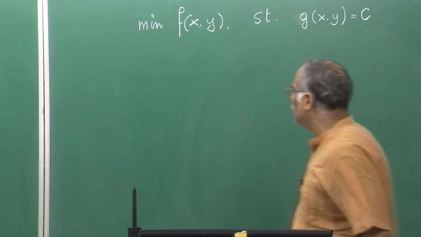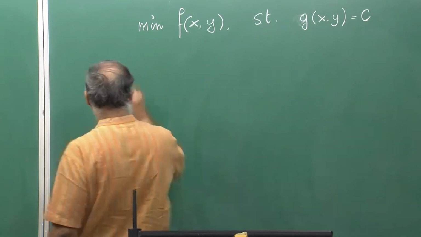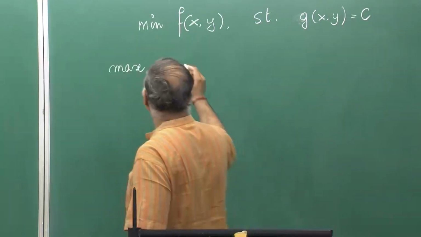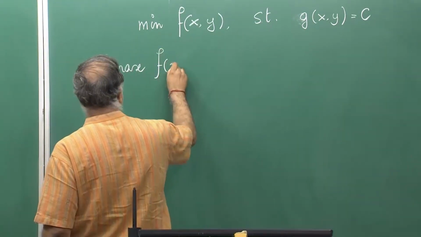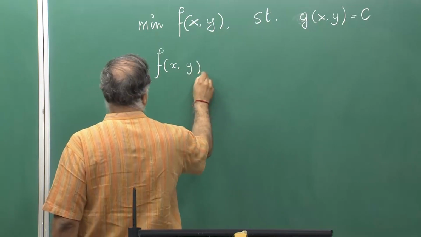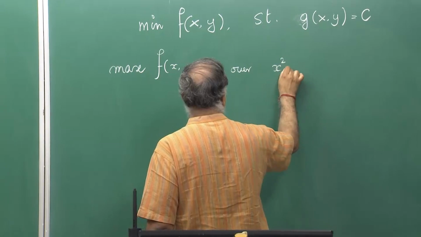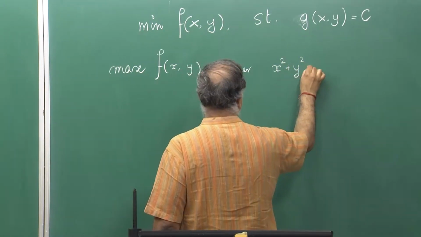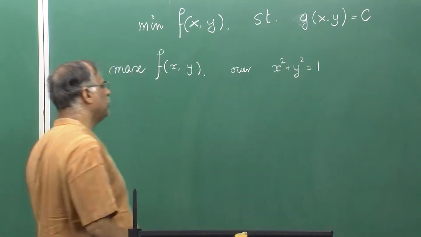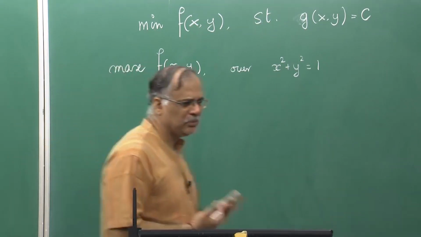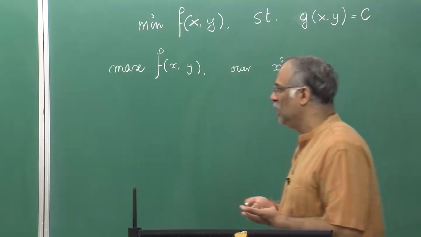For example, if you want to maximize a function of x y over x square plus y square equal to 1. So, this is an example given in the book, but I will talk about the Lagrangian multiplier rule in my own way.